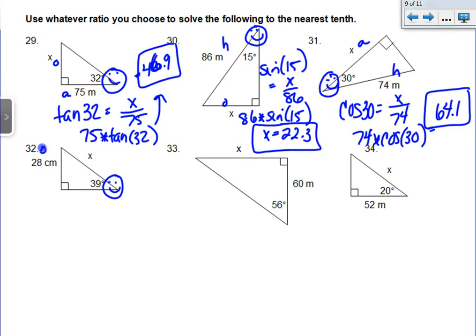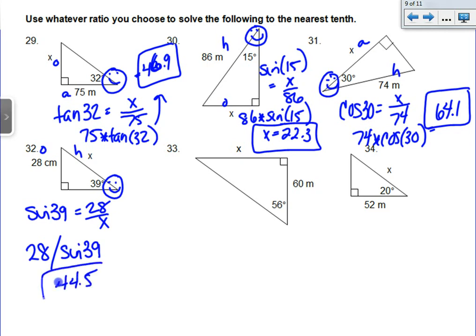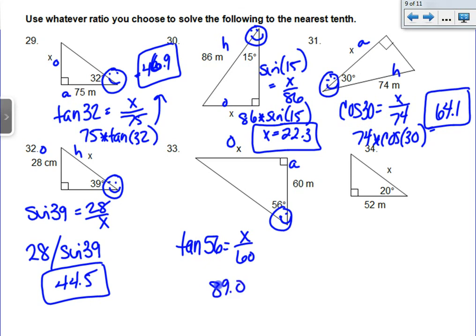We've got opposite and hypotenuse, so that'd be sine. So we have the sine of 39 equals 28 over x. Now this time the x is in the denominator, so you have to take the leg and divide it by the trig function. And when you type that on your calculator, I think you get 44.5. Number 33, we've got opposite and adjacent, so that would be the tangent of 56 is x over 60. So I type that in my calculator, I think I get 89.0, it rounds up to.